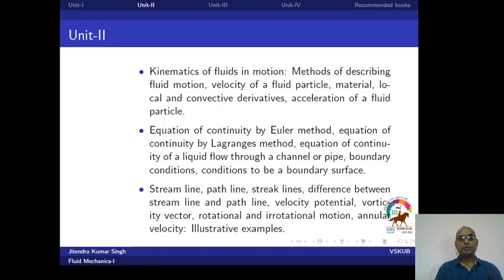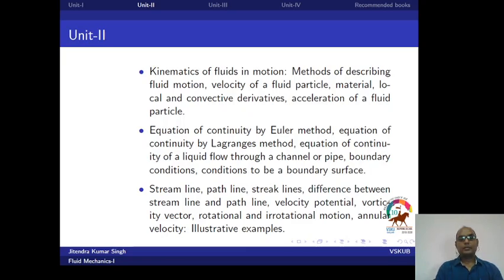and thereafter we shall discuss the law of conservation of mass. It's called the equation of continuity. We shall discuss the equation of continuity in both the Eulerian as well as the Lagrangian form. We shall derive the equation of continuity for a fluid flowing through a channel or pipe.